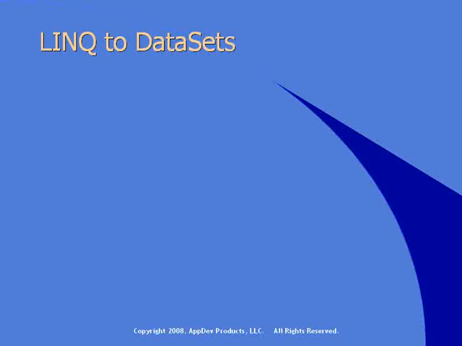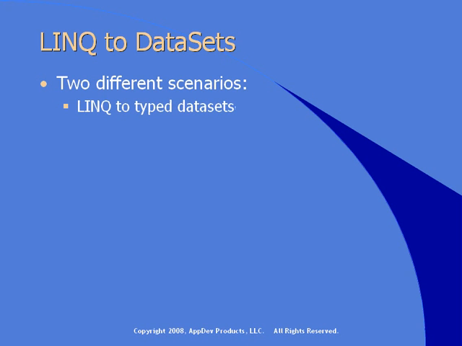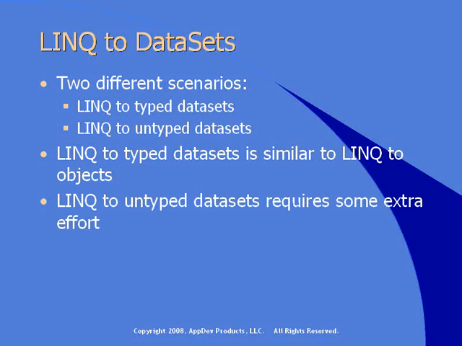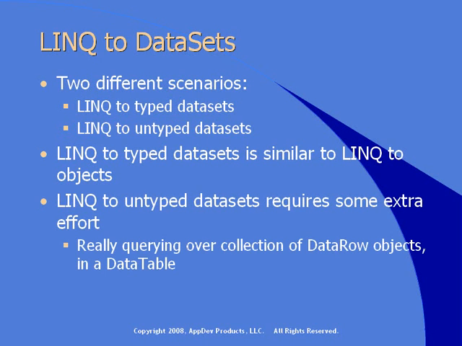If you want to use LINQ to datasets, that is with the typed or untyped datasets, there really are two different scenarios. There's LINQ to typed datasets, that's really just working with LINQ to objects because you have a class that represents your data. Or LINQ to untyped datasets, which is a lot more effort. LINQ to typed datasets is like LINQ to objects. There's no difference. LINQ to untyped datasets requires extra effort because you're really querying over a collection of data row objects in a data table.